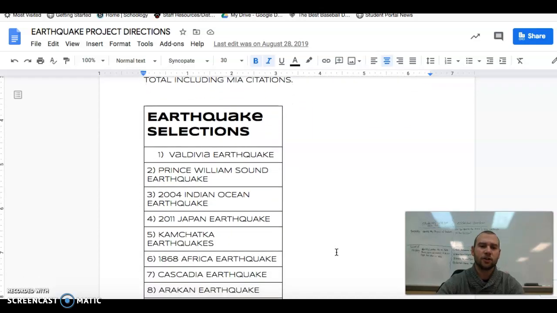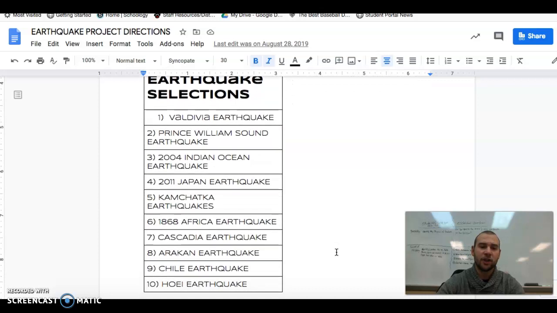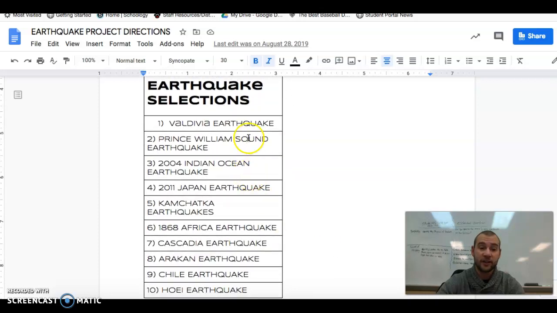So here's the earthquakes you can pick from. You can go off script, but over the years, these are probably the 10 that I see the most. So I just threw them on there. You can choose any one you want, but some of these are on here for a reason. Either they're really big or a lot of destruction, or they happen in a unique place. Here's a good list to start from. Normally what people do is they do a quick Wikipedia search on all 10, and then they pick the one that they think is the most interesting.